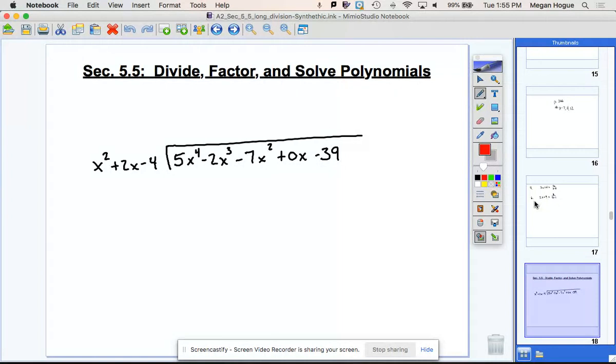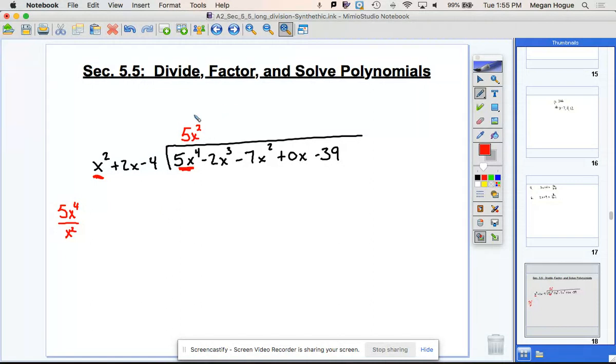Okay, so I added the 0 in here. It's that starting, getting going. So I look at the x squared. What else do I look at? 5x to the 4th. Good. So the first term and the first term. If it helps you, write it off to the side. I divide those two things. So 5x to the 4th divided by x squared is 5x squared. That's what goes up top.